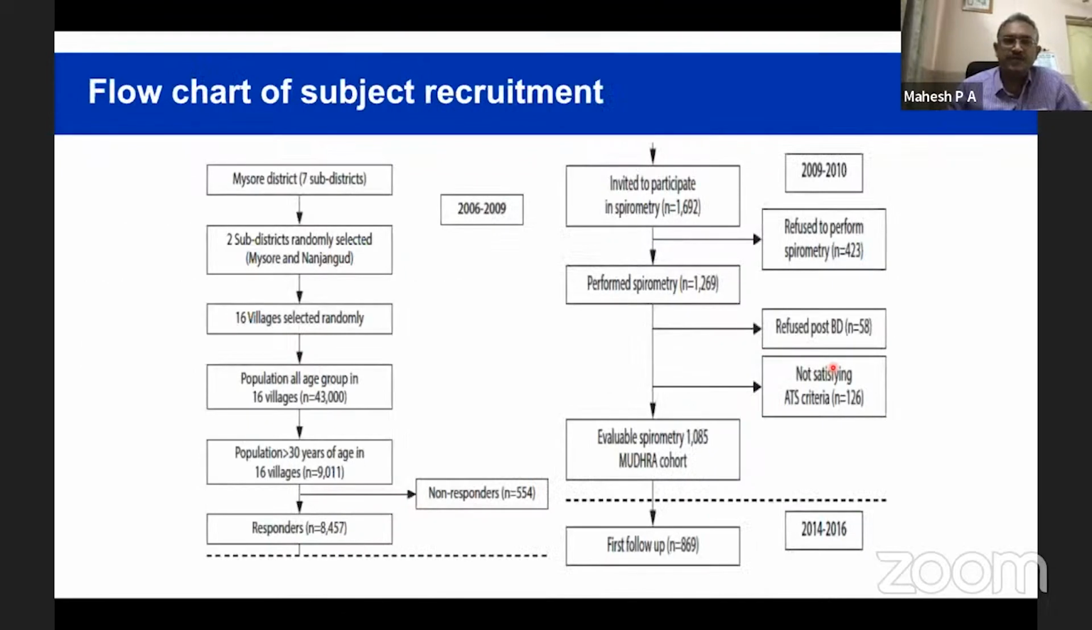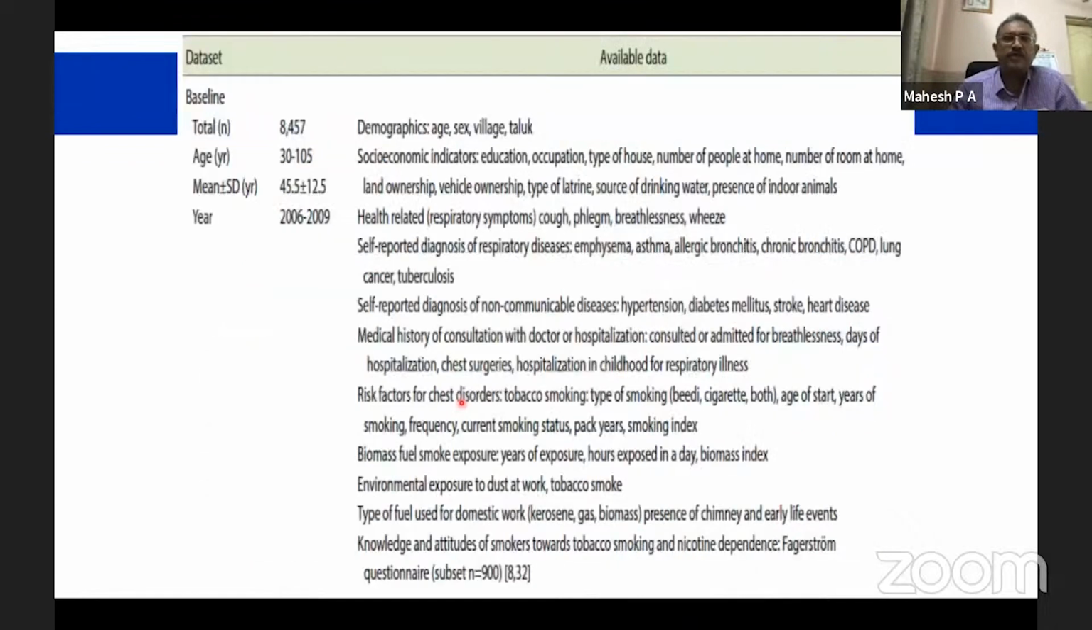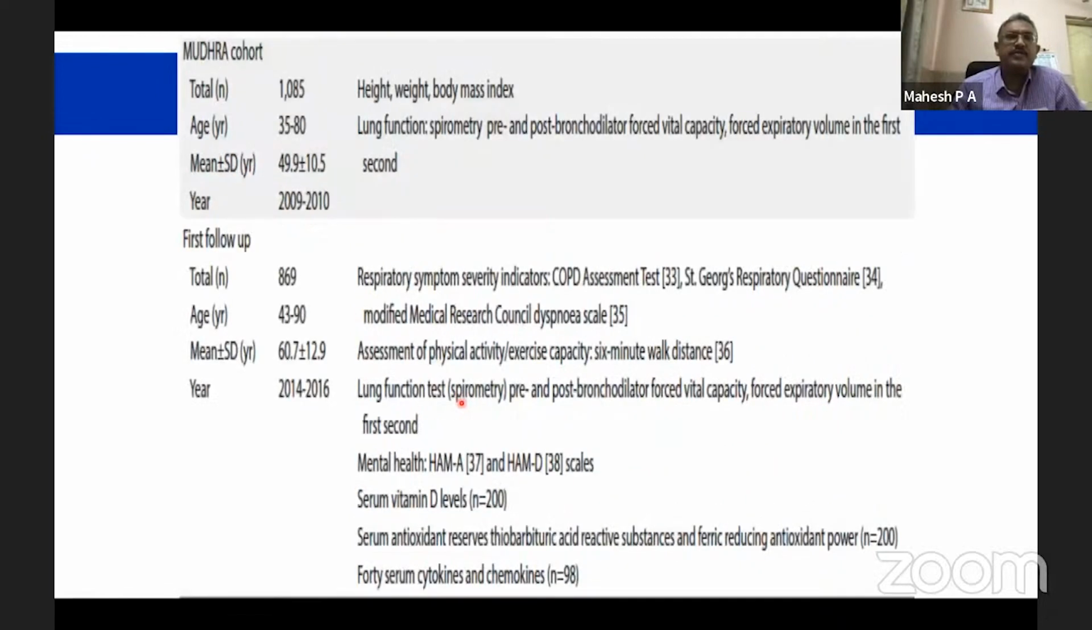This is the flowchart. I won't go into the details. Just that, we screened about 9,000 people to get about 8,500 people in the first phase of the study. We have a large amount of data. We followed the BOLD protocol, and we have tremendous data over the last 17 years.